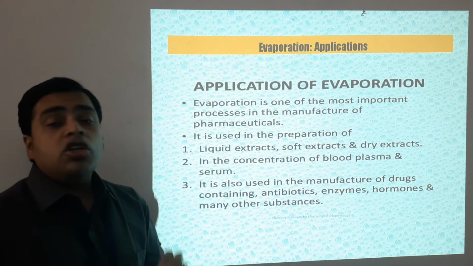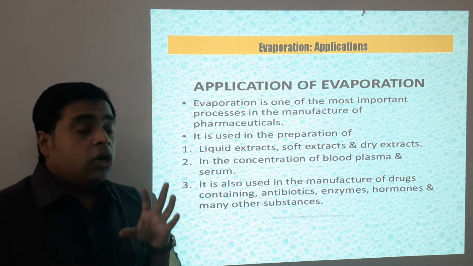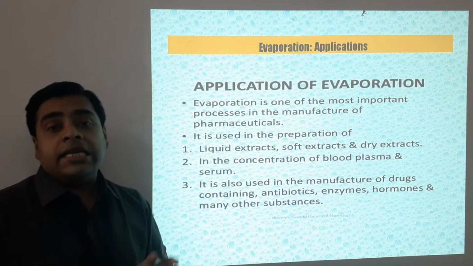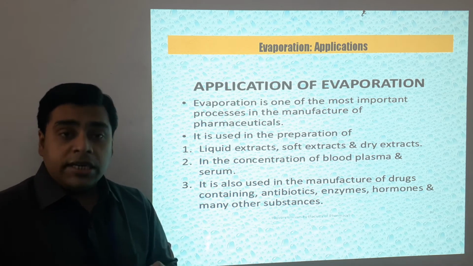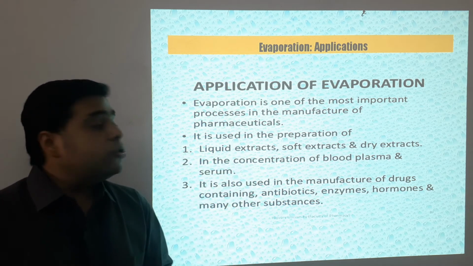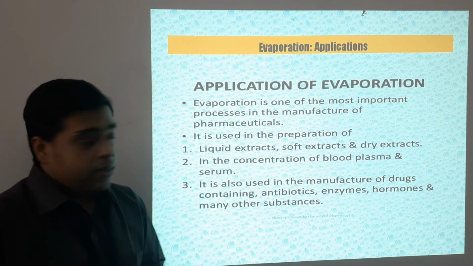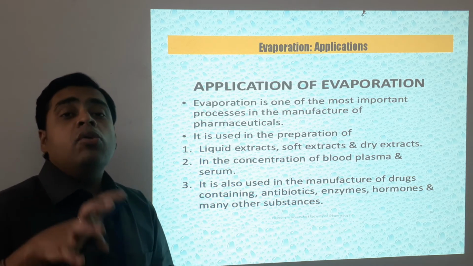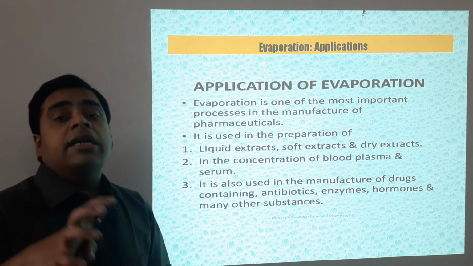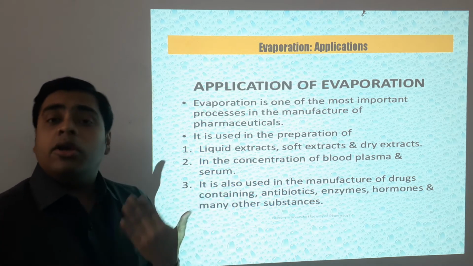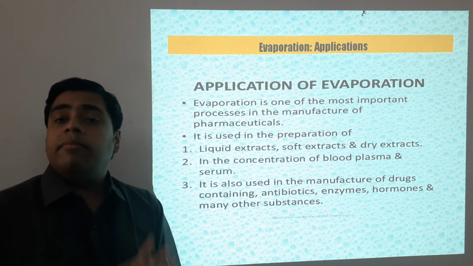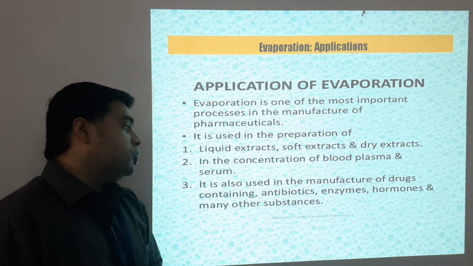In the concentration of blood plasma and serum: not only for slurries or solutions of plant origin, but we can also concentrate some biological fluids, like blood plasma as well as serum. We do that because we want to get access to certain chemicals, certain drugs, certain constituents inside the blood plasma or the serum. So we have to concentrate them, and we can concentrate them by the process of evaporation.